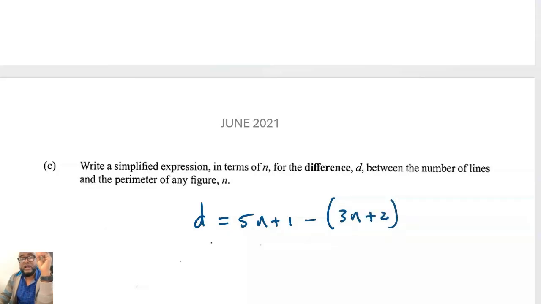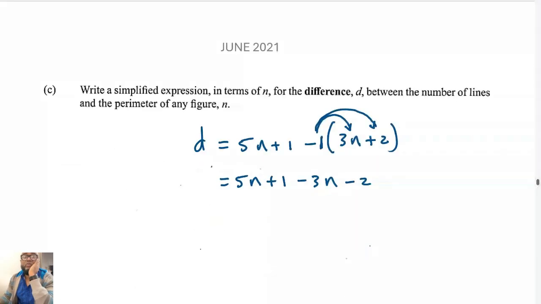3n plus 2. So what does that mean I'm doing with this 1 here? 1 is understood in front here. So negative 1 multiplied by 3n and negative 1 multiplied by 2. So let's go. 5n plus 1, negative 1 by 3n gives me negative 3n, negative 1 by 2 gives me negative 2. What's the only thing that could work out here? 5n minus 3n. You could only add or subtract like terms. Plus 1 and then minus 2. What would my answer be here?